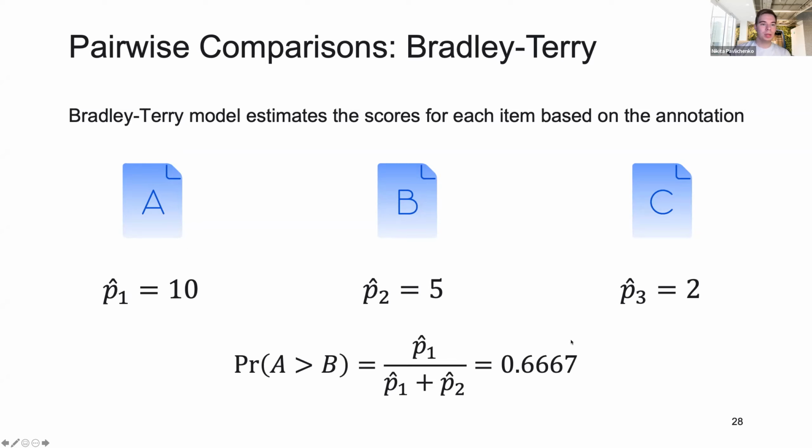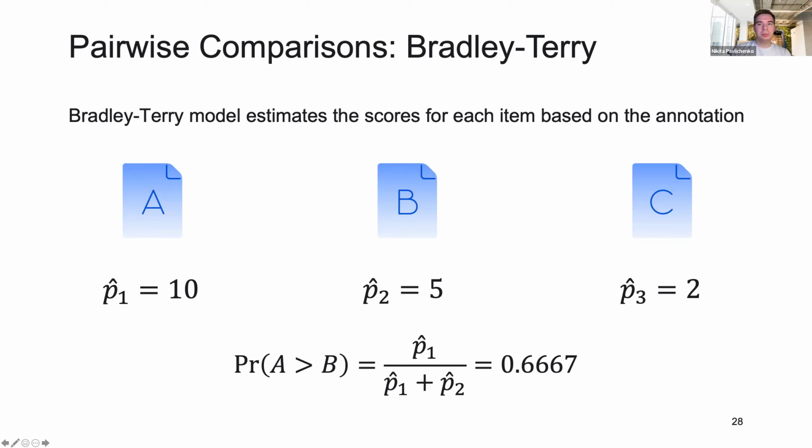And it follows this probabilistic model. We assume that the probability of A to be ranked higher than B is this fraction of scores. It's the fraction of the score of A over the sum of the scores of A and B. And in this example, A should be ranked higher than B with probability 2/3.